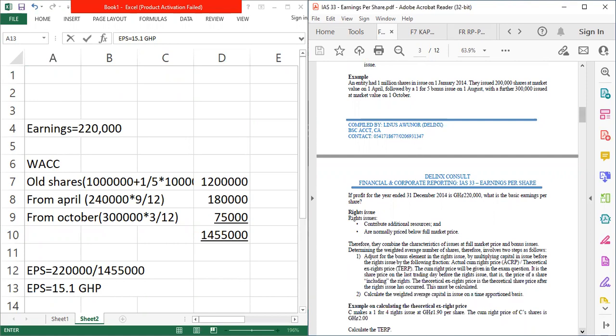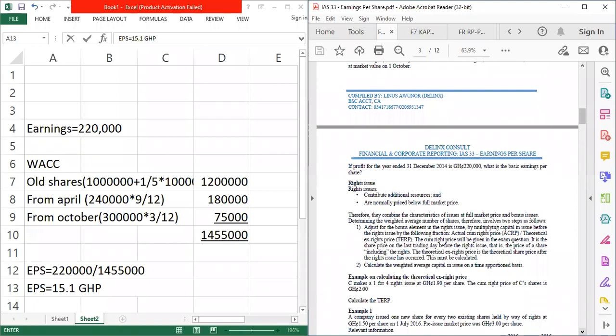Determining the weighted average number of shares therefore involves two steps as follows. Adjust for the bonus element in the rights issue by multiplying capital in issue before the rights issue by the following fraction. Don't mind that. What we do is that we find a fraction. It is a fraction that is going to help us to find the bonus issue, which is cum rights price over theoretical ex-rights price.